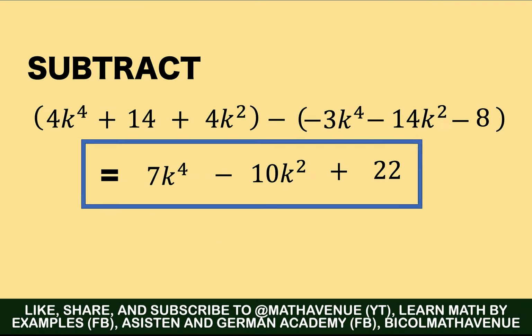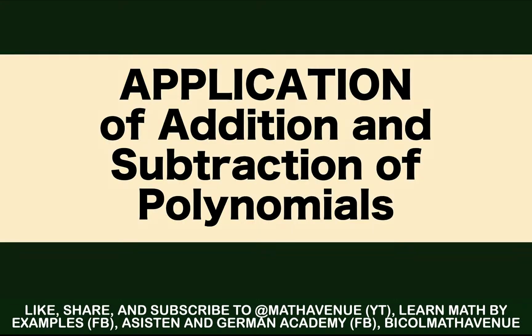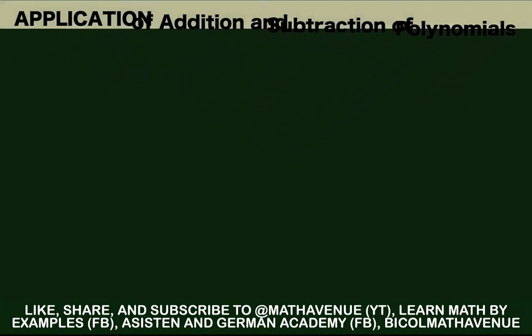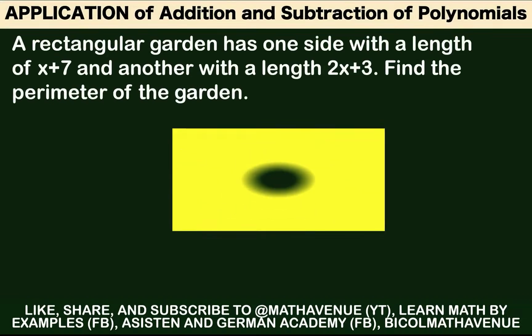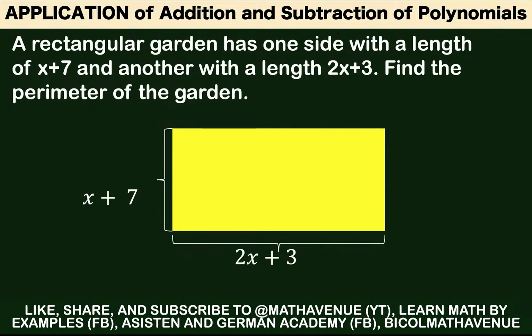Notice that it's still the same procedure, only that we have to convert from subtraction to addition by using the definition that subtraction is adding the additive inverse. Next, let's look at some application of this. Let's say this is the problem. A rectangular garden has one side with a length of x plus 7 and another with a length of 2x plus 3. Find the perimeter of the garden.